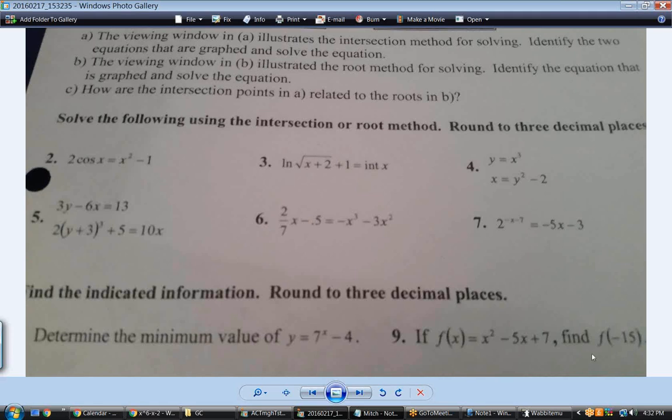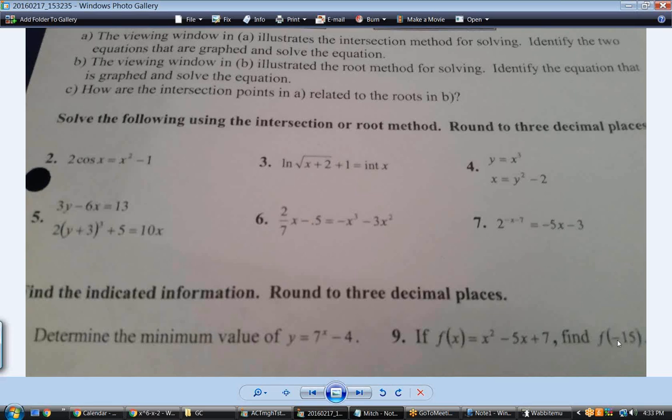Okay. However, conceptually, on number 9, it's pretty important to know that if f of x equals that, what is f of minus 15? It means you substitute whatever's in the parentheses for x. Because as you move into calculus, that's a very important concept. Because I might say, what is f of x plus h? In which case, we have to plug in x plus h in for x, and then figure out what that function is. So it's important you understand that whatever's in the parentheses, you plug in for x.